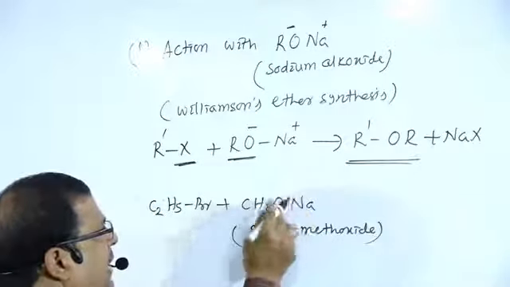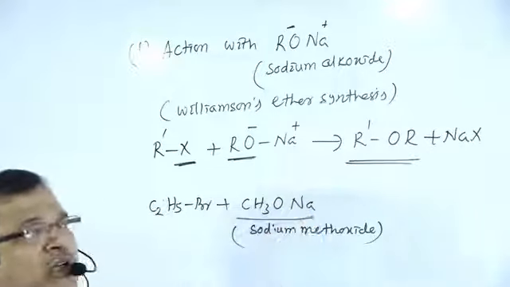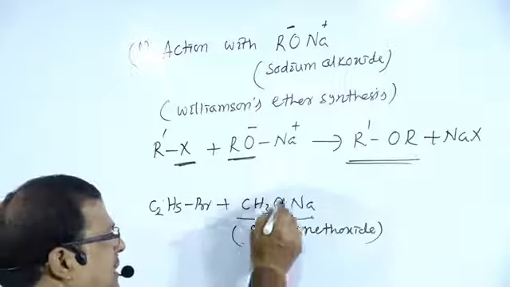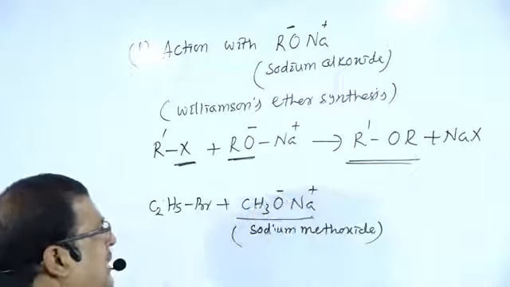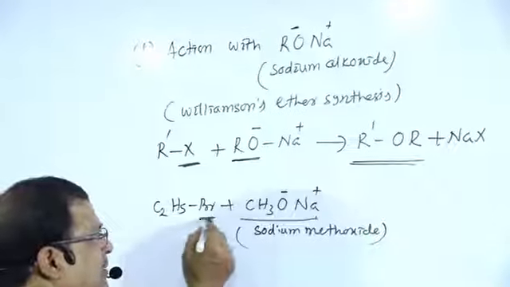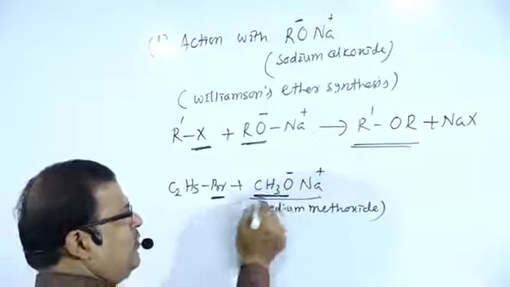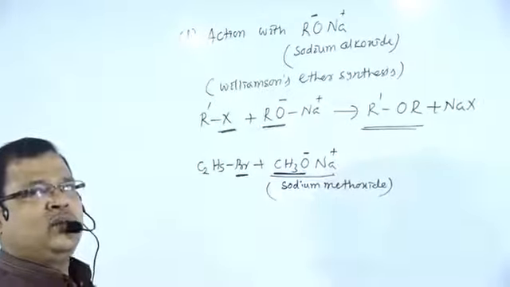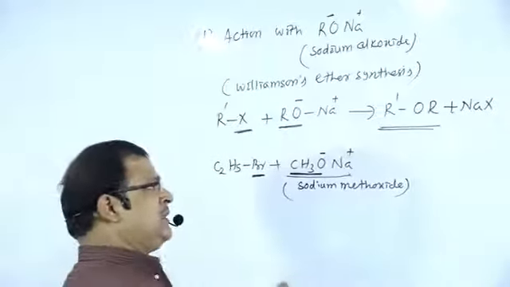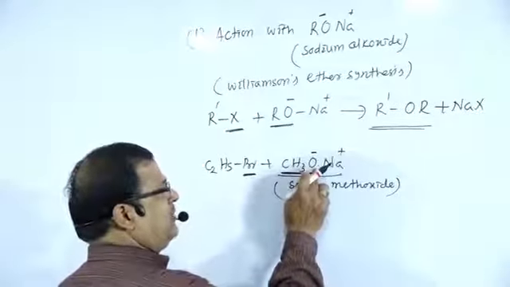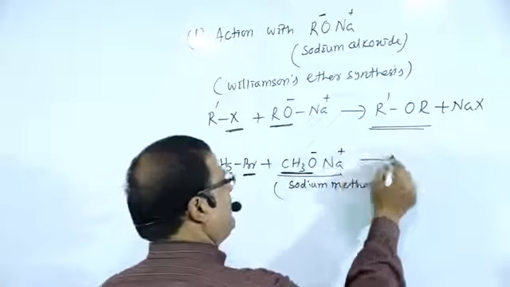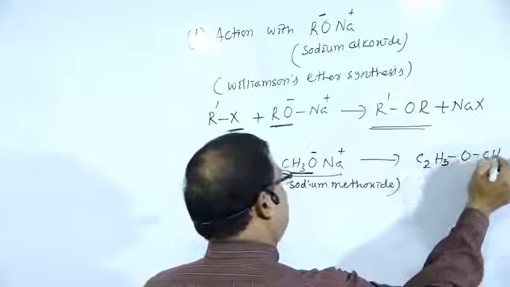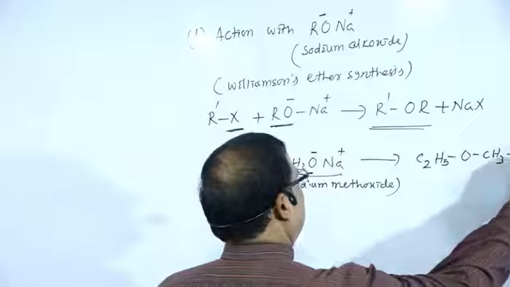CH3ONa, that is sodium methoxide, in this case gives Na plus and CH3O minus. So this bromine part will get replaced by the nucleophile CH3O minus, the methoxide ion, a strong nucleophile. CH3O minus will replace this bromine. So there is a formation of C2H5OCH3 plus NaBr.